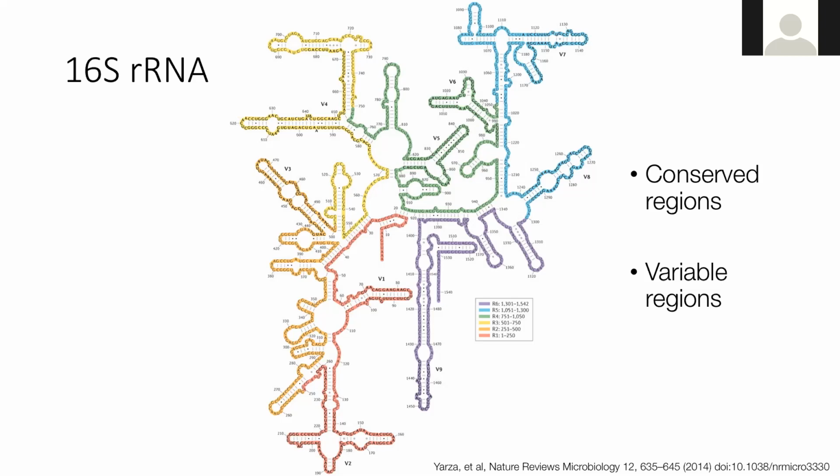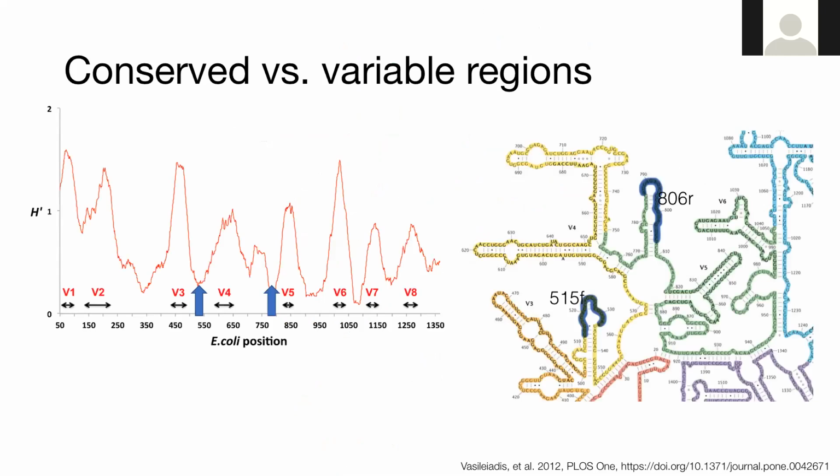So if you take the E. coli genome and the E. coli sequence as a reference, on the x-axis we see the nucleotide position of the E. coli DNA, starting at 50 and going up to 1,350, laid out in a linear fashion. And that linear fashion of the number of the nucleotide sequences maps onto the linear fashion of the structure of the RNA here.